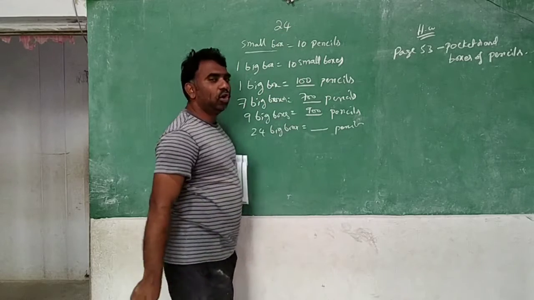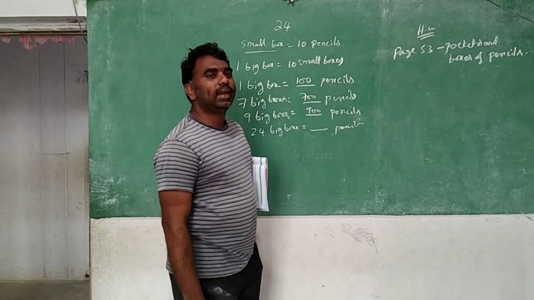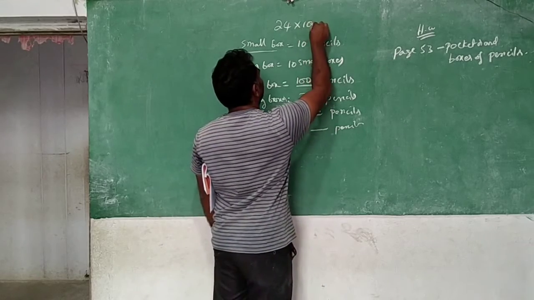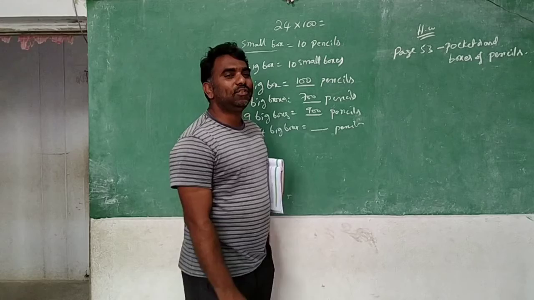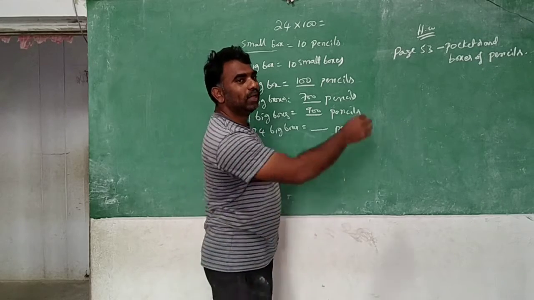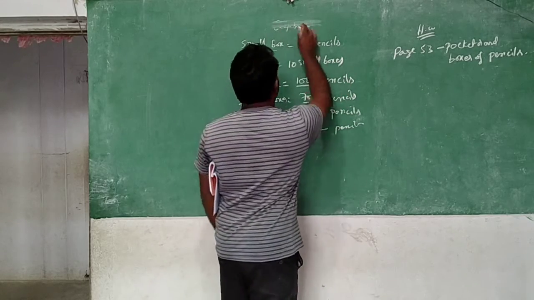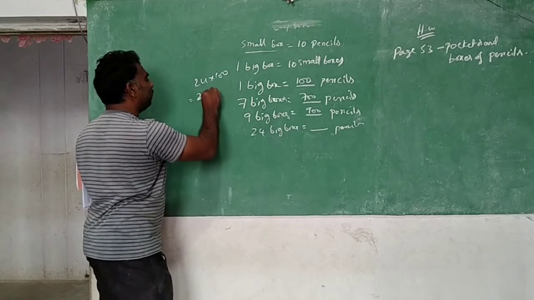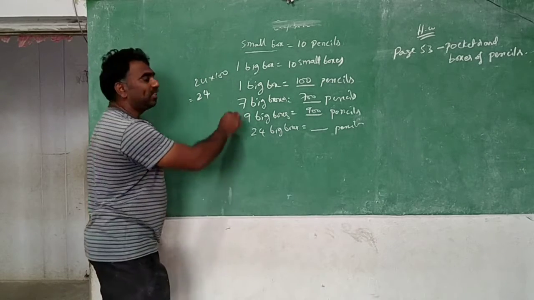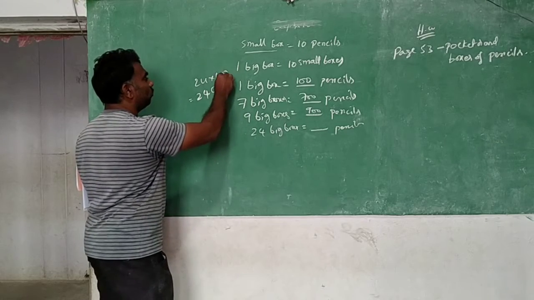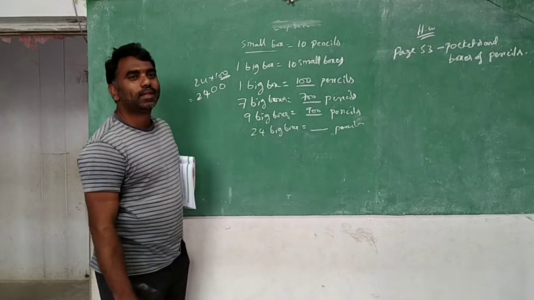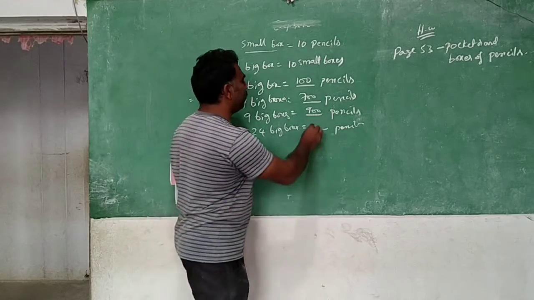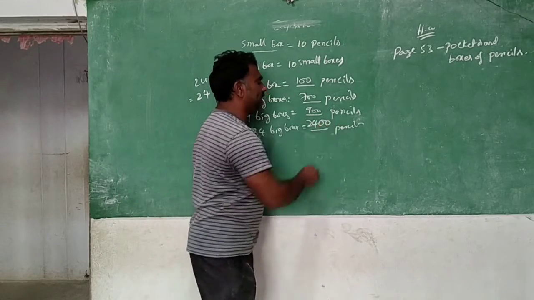24 boxes. In one box, 100 are there. In 24 boxes means 24 into 100. 24 into 100 means how to do? Simple. 24 into 100 means 24, and just at the side you will write 2 zeros. These 2 zeros you will keep at the side. 24 and 2 zeros at the side. Means what will you get here? 2400.